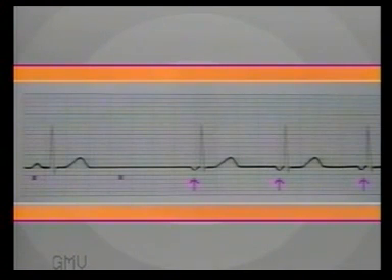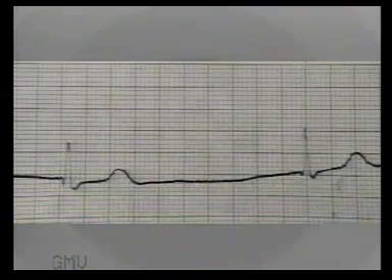If the SA node does not start functioning again, the escape beats continue and it is termed as an escape rhythm. This is a nodal escape rhythm. Note the inverted P waves in all the succeeding beats. This is an idioventricular escape rhythm. There are no P waves, QRS complexes are wide, occurring at a slow ventricular rate of 33 per minute.